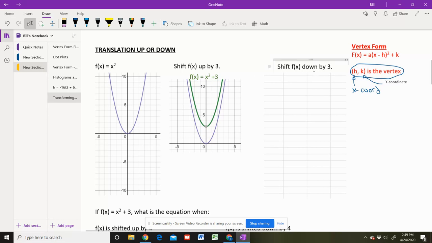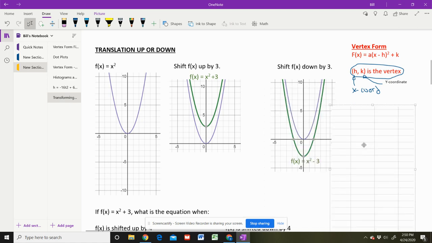If I wanted to shift down by 3 from x squared, right? So I'm taking f of x, the x squared, and I'm going to shift it down by 3. What do you think my equation would be? All right, so if you said it would be x squared minus 3, you're right.